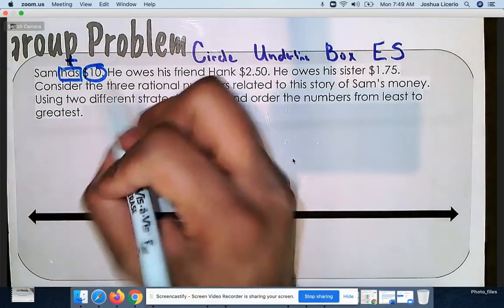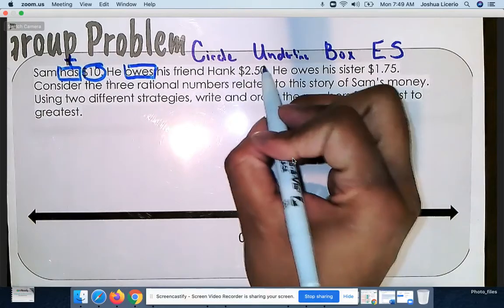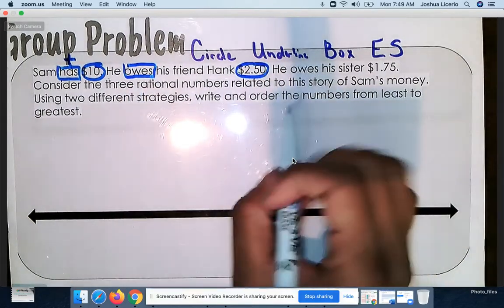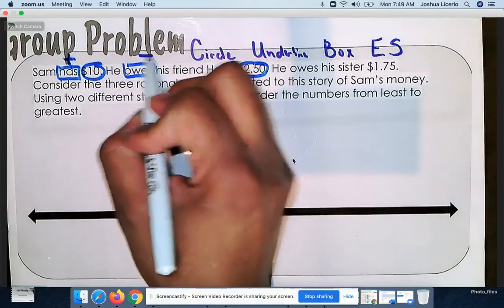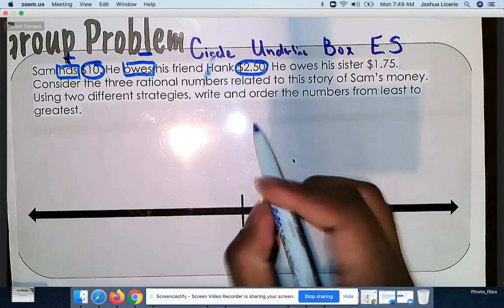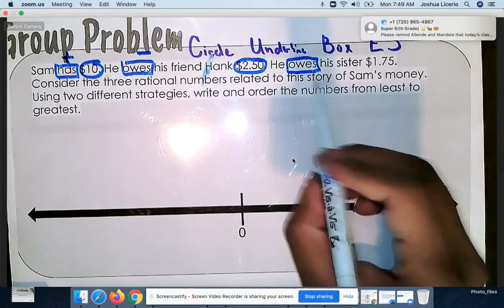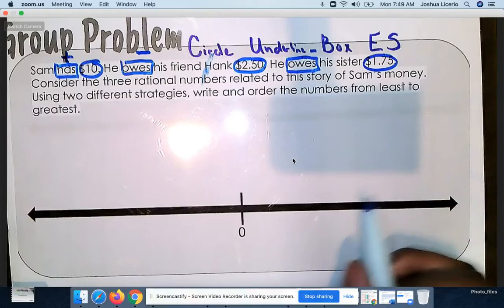He owes, oh, another action word. He owes his friend Hank $250. The reason why owes is boxed, it's an action word, which tells me that because he owes, this is a debt, this is a negative number. So that 250 is actually a negative. All right, he owes, oh, he also owes somebody else money. Man, this person owes a lot of people money. He owes his sister $1.75. Okay, also another negative number.